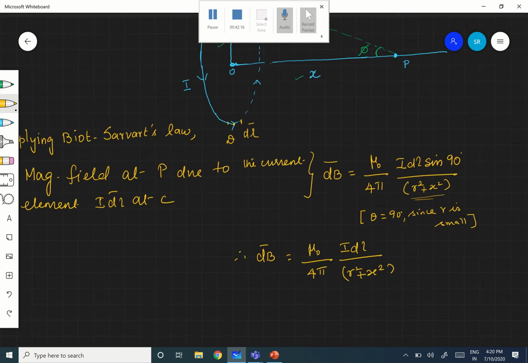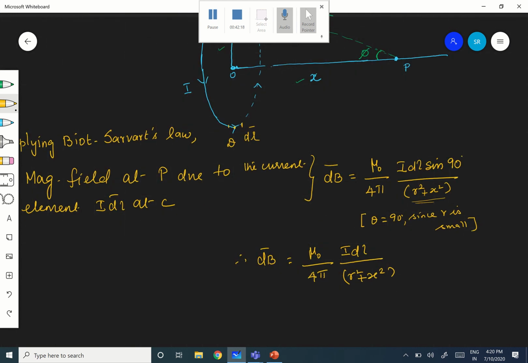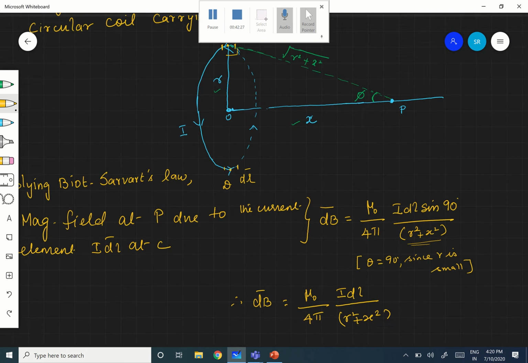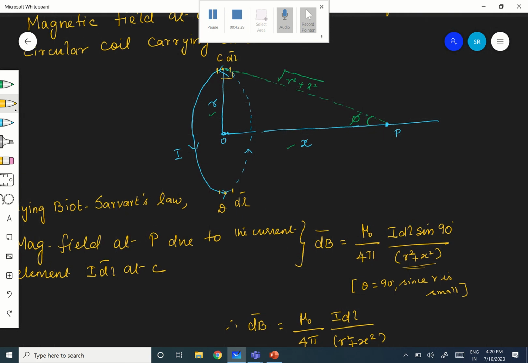R squared plus X squared. Are you following? And what is the direction now? The direction of dB is very important. Therefore, the direction of dB is in a plane perpendicular to DL and R.